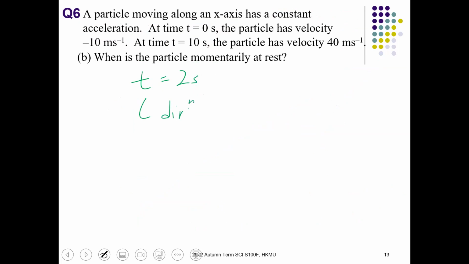Because the direction of v changes, in this case from negative to positive. In question 5, the velocity changes from positive to negative. In question 6, we have an example of the change of direction from negative to positive, which implies that as long as the direction of velocity changes, we can say this is the state of momentary advance.